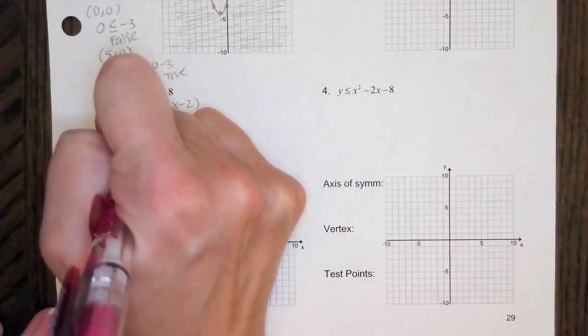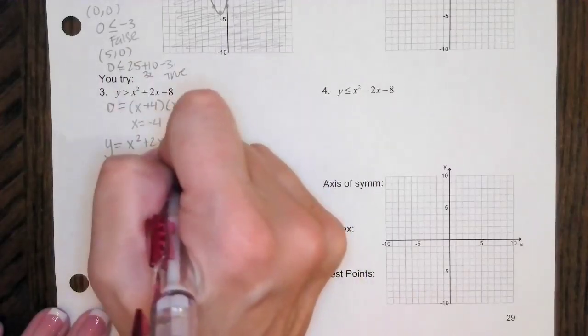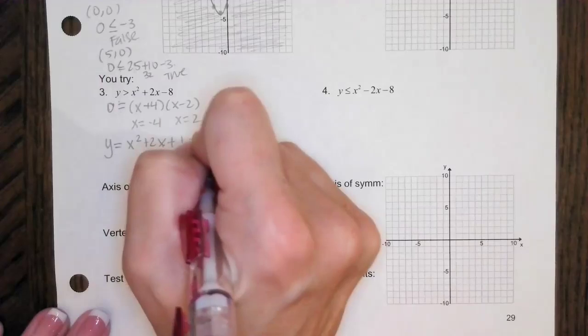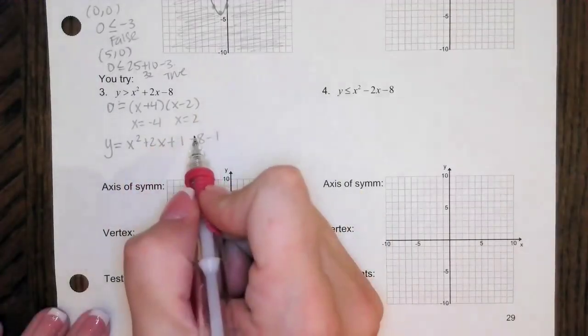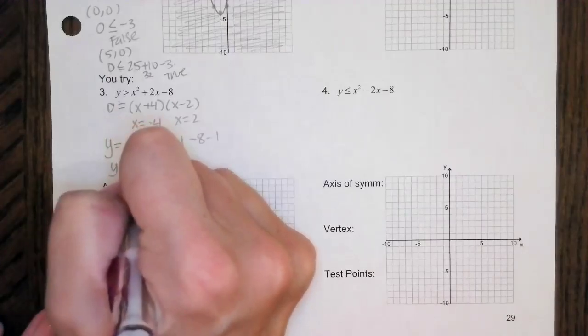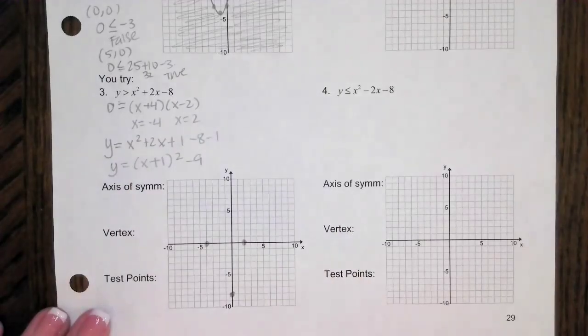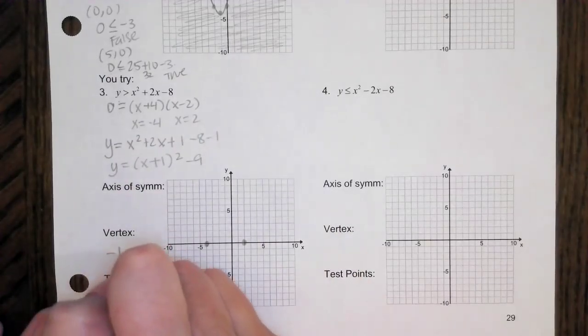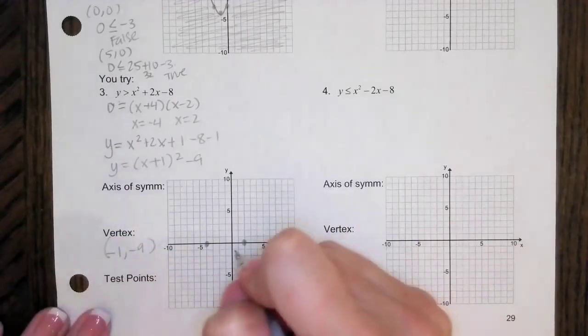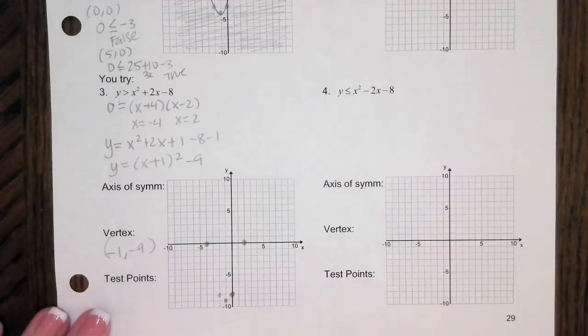And so I get x squared plus 2x. Now that happens to be the same number we just did up there, so we know it's going to be 1. And then I get -8 and -1. This keeps it balanced. And so when we graph here, we find that our vertex is at (-1, -9). And so I go to (-1, -9), and there's my other points. Now in this case, my axis of symmetry, again, is x equals -1.